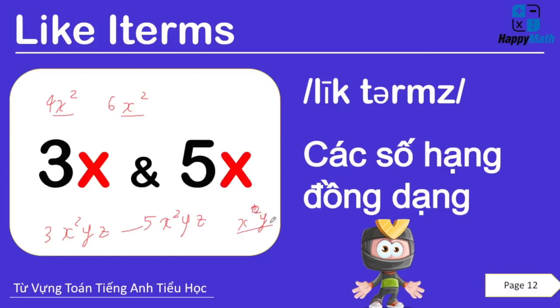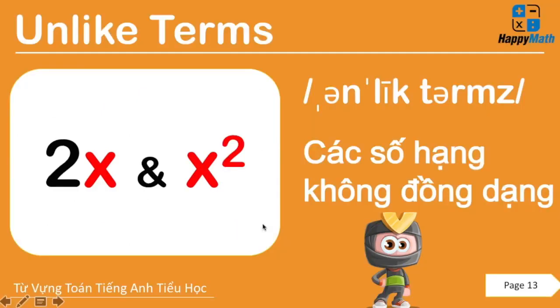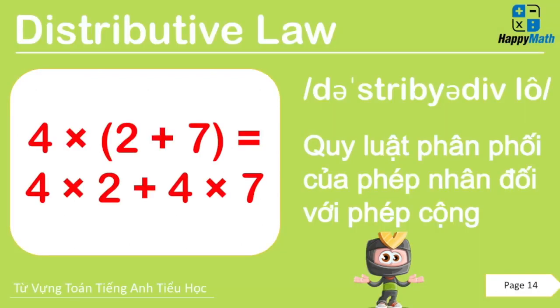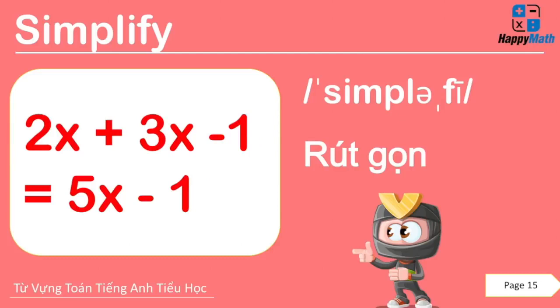Because this term you got the variable x squared y, and here we have x squared y and z, and here is not z in the expression. So like terms have that meaning. Unlike terms, yes, that is unlike terms. Distribution law. The rule when you take one number multiplied with the bracket and you expand the bracket, you got the distributive law. Distributive law. Simplify.